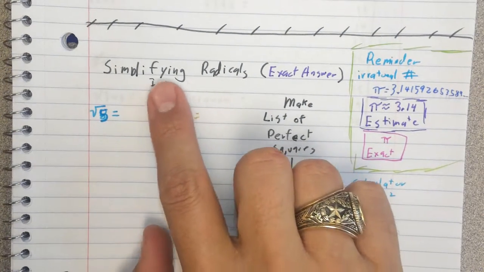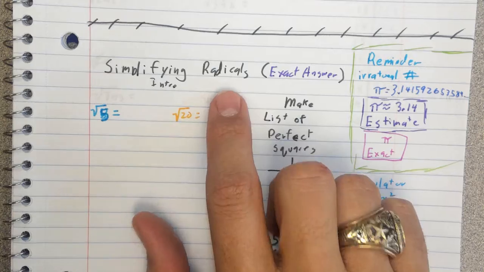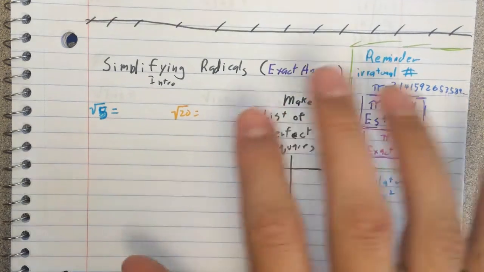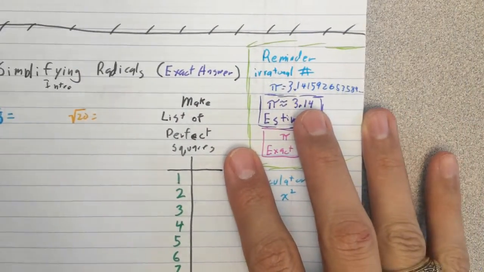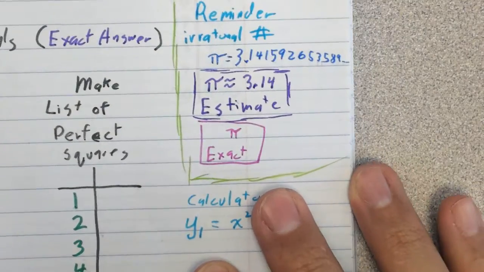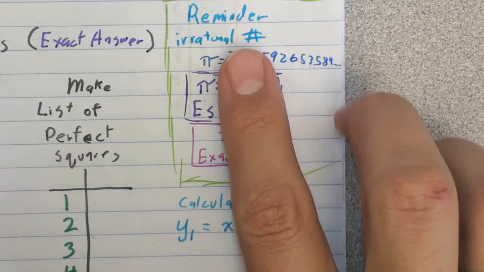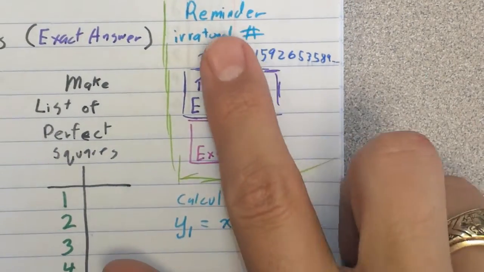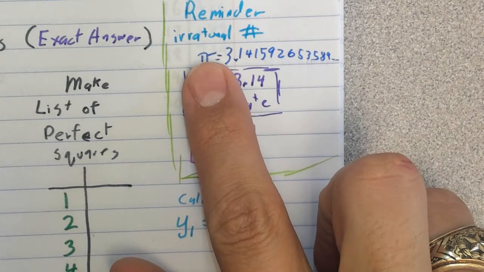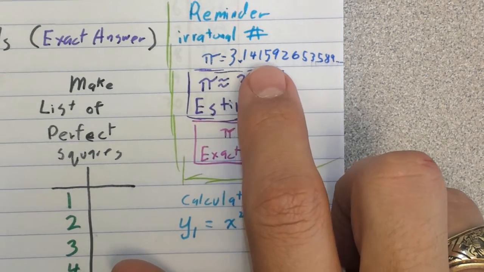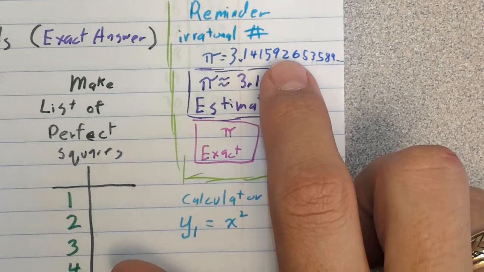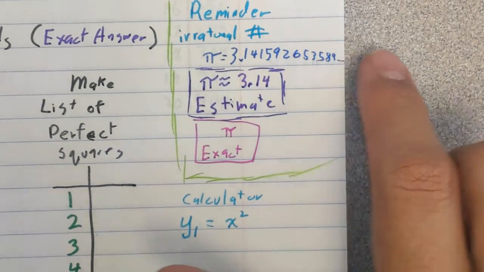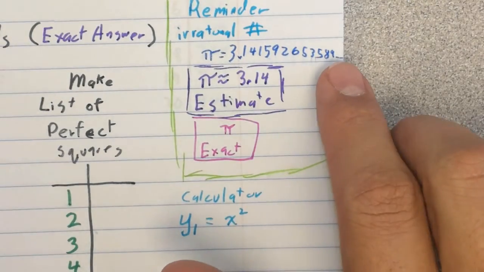Okay, now we're going to simplify radicals, but instead of estimating the answers, I want to make sure we get an exact answer. I want to do a real quick reminder of what an irrational number is. An irrational number is a number like pi. Pi is equal to 3.141592653 blah blah blah, and goes on forever and ever, and it never stops.